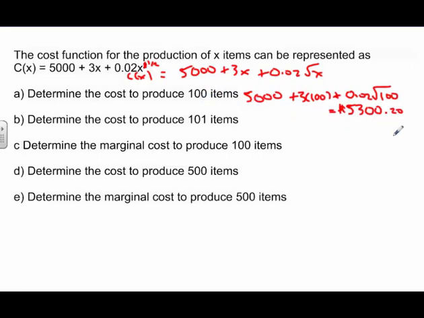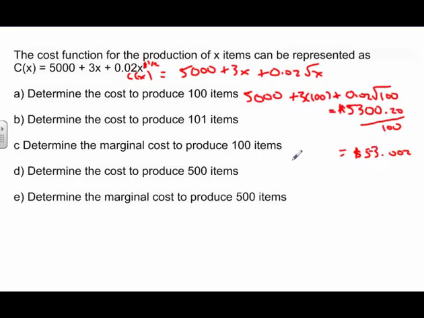So if you want to figure out the price per item, then you could just divide that by 100, and then dividing that by the 100 items means that it basically costs $53.002. So basically $53 an item to make 100 items.